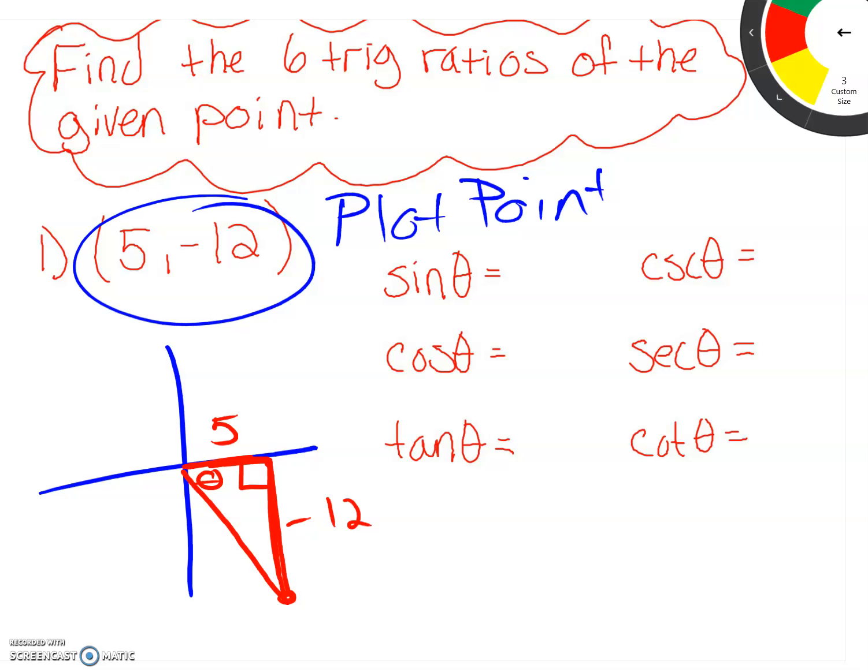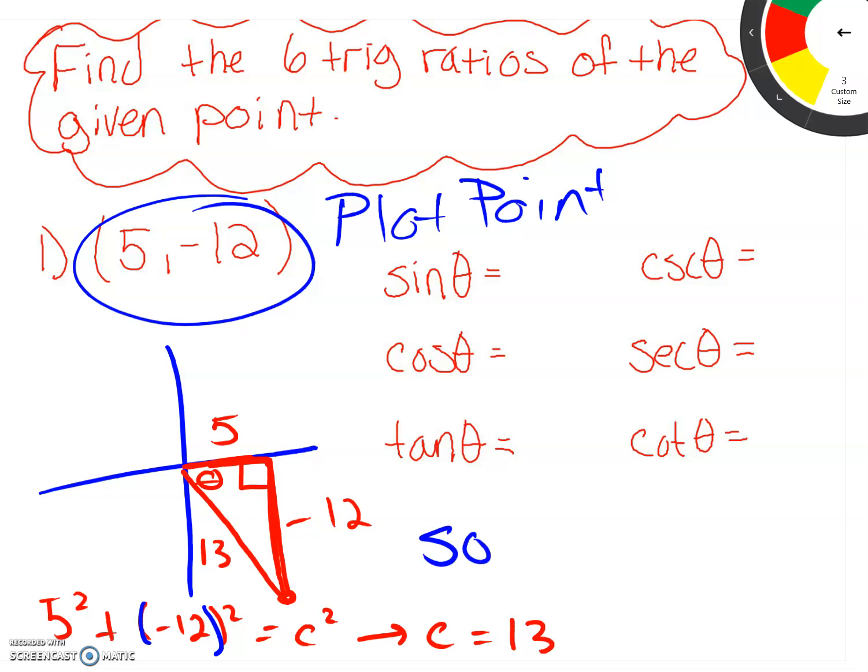Now, to find your missing side, you can do Pythagorean theorem. So that would be 5 squared plus (-12) squared equals c squared. So c is going to end up equaling 13 when you do that math. Okay? Now, one thing, if you're using your calculator to help you with this, if you do not put your negative in parentheses like I did here, it will not give you the right answer. So you've got to make sure negative numbers have parentheses around them. But once you do that, the rest is easy.